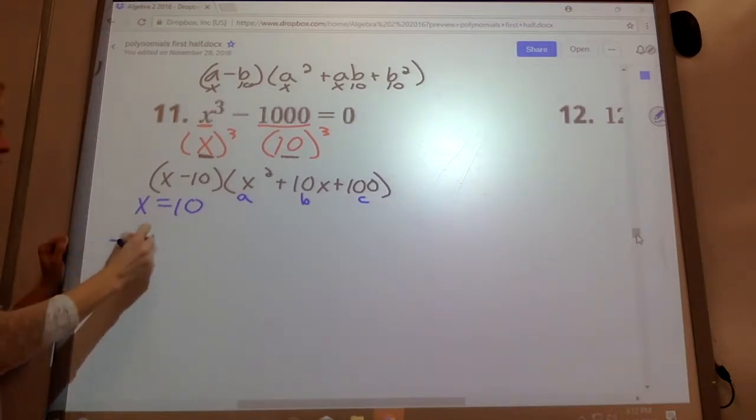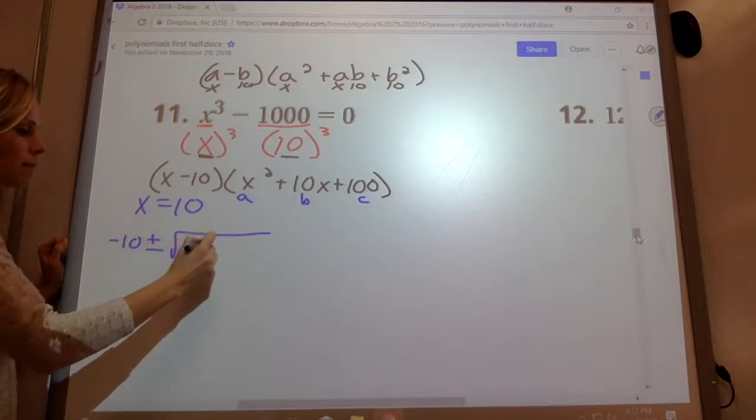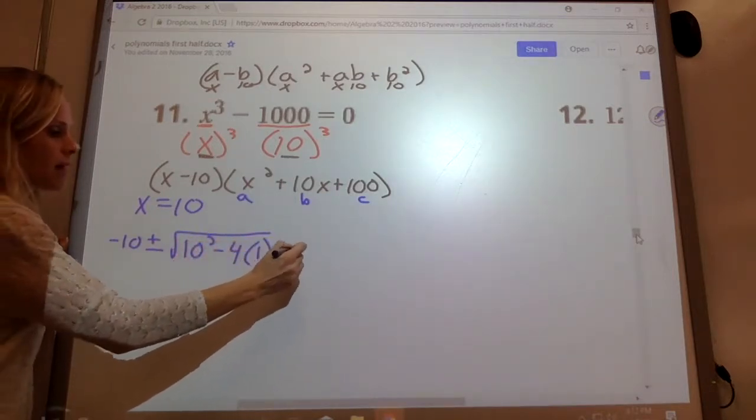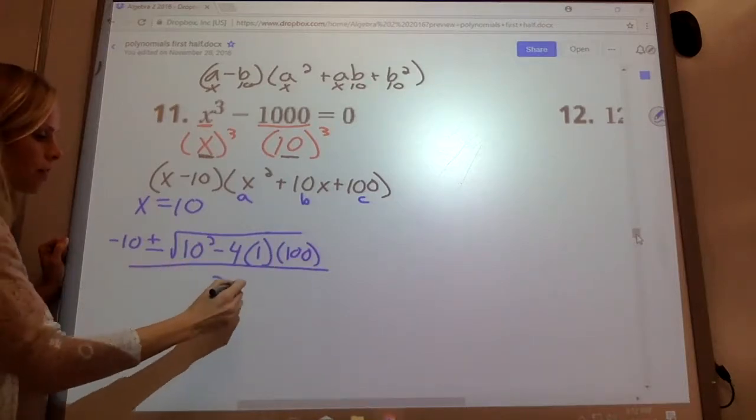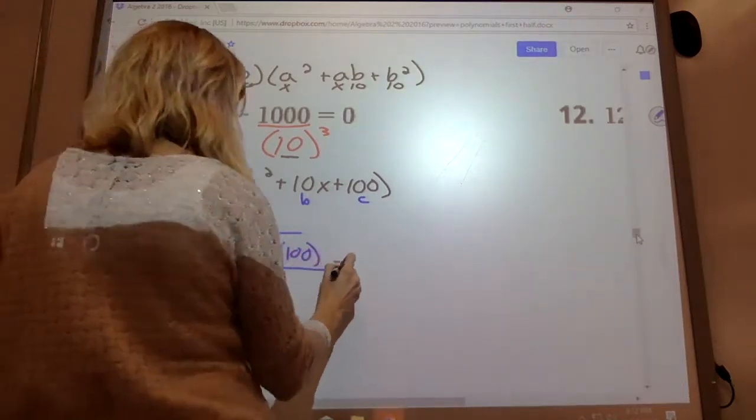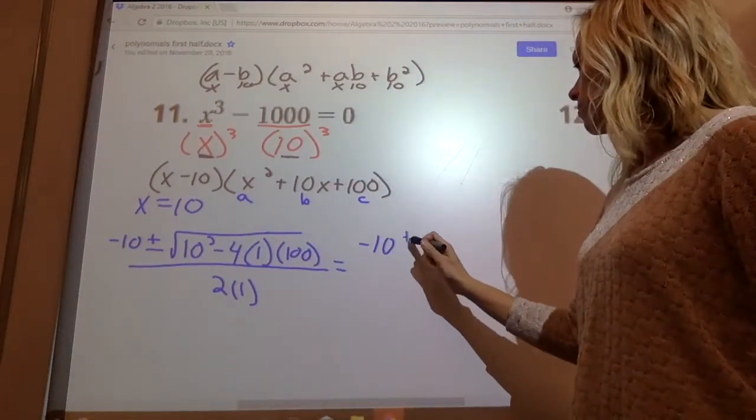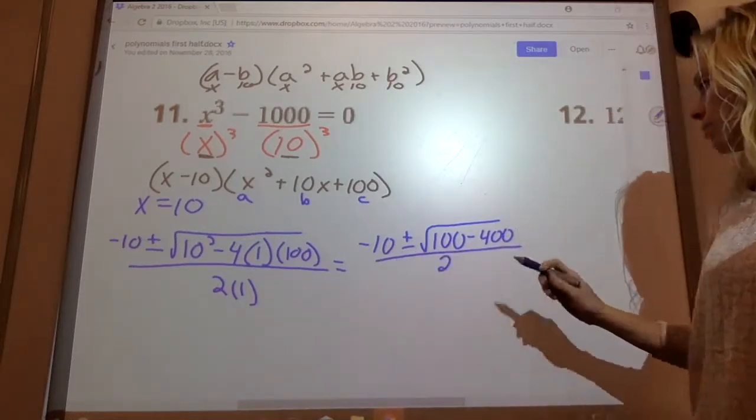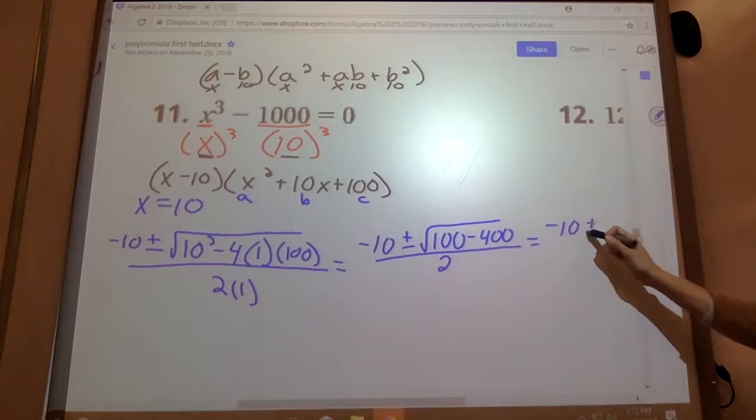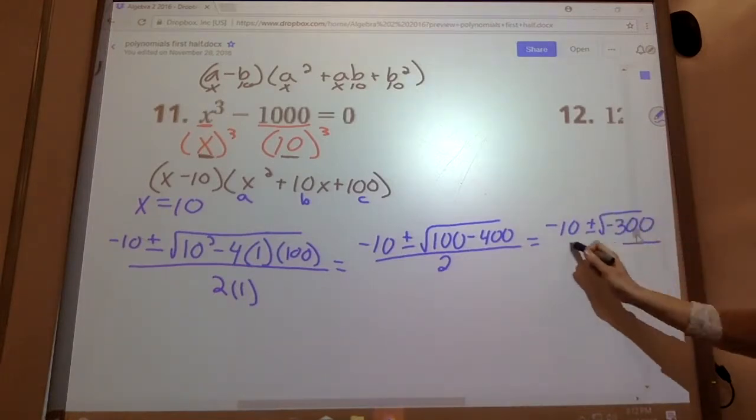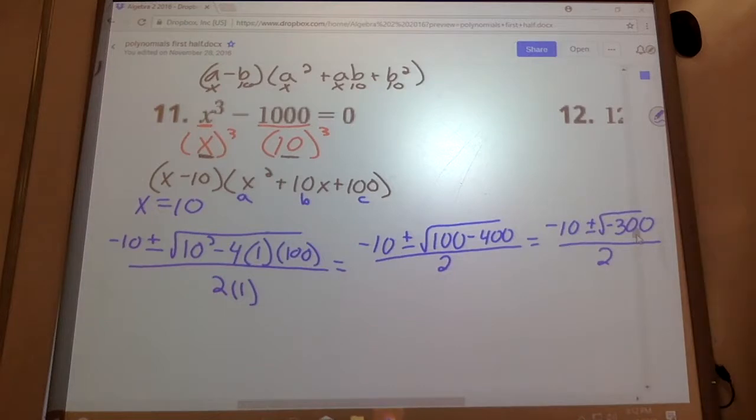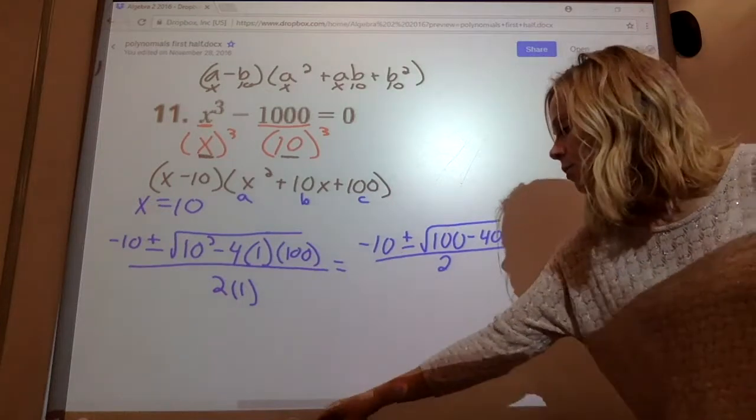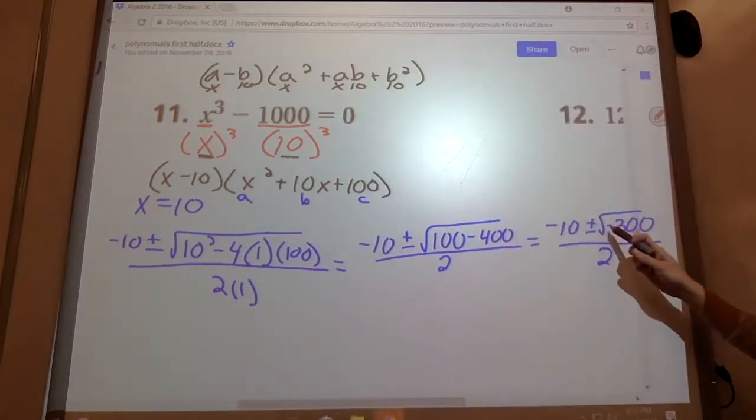Negative 10 plus or minus the square root of B squared minus 4 times A times C, all over 2A, which is negative 10 plus or minus the square root of 100 minus 400 all over 2, which is negative 10 plus or minus the square root of negative 300 over 2. But I need to reduce that. That's not done. I got to reduce it. So what do I know? I know that if I have a negative, what's going to come out? An i. Good.